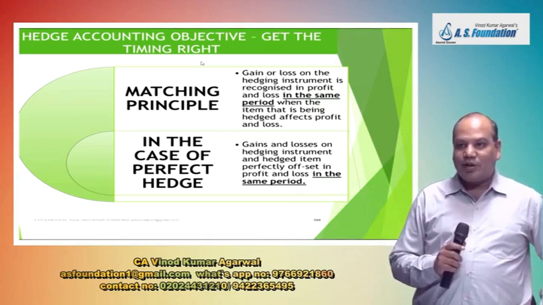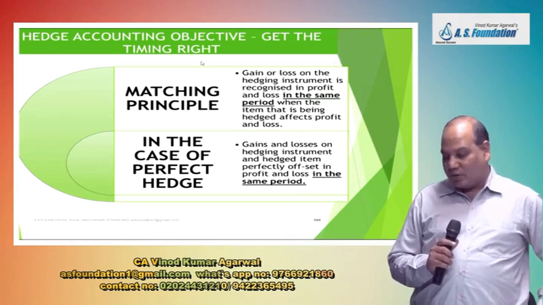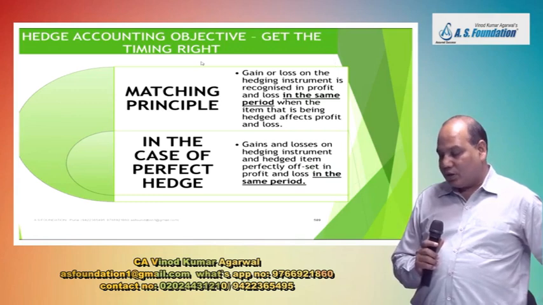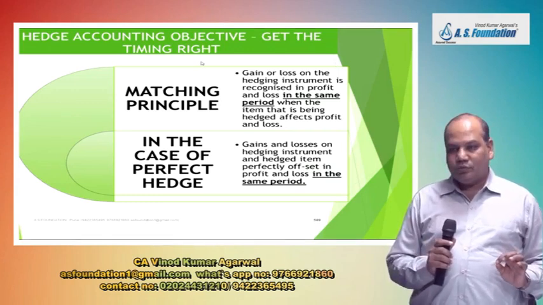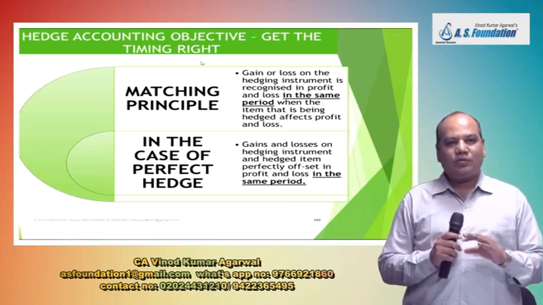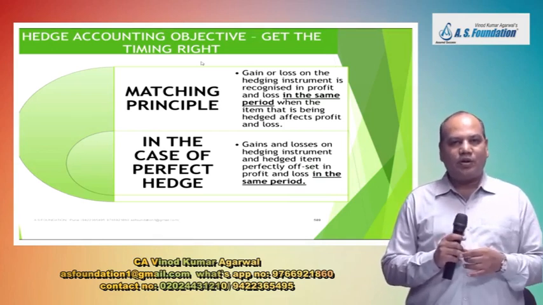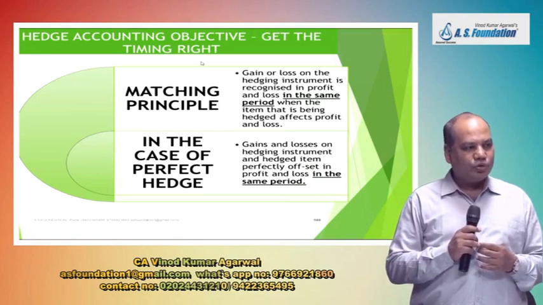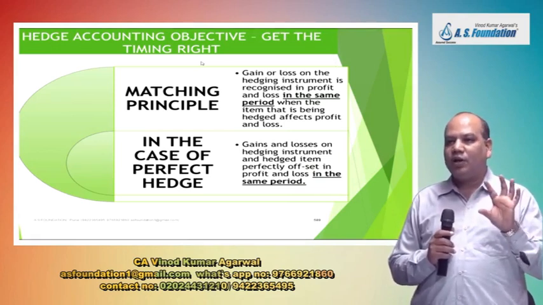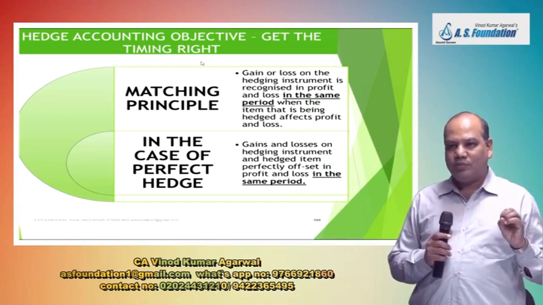Interested students can read the original text, the bare text. The objective is matching: the gain or loss on the hedged item and the hedging instrument should be recognized in the same period in the P&L account or OCI, because ultimately my net effect is either nil or close to nil.